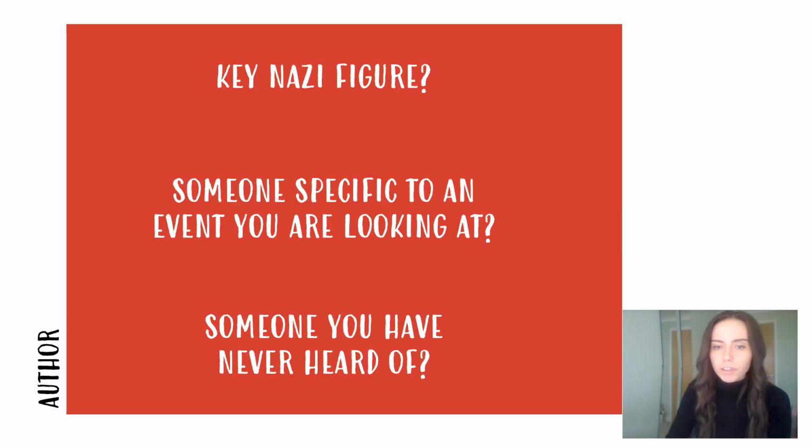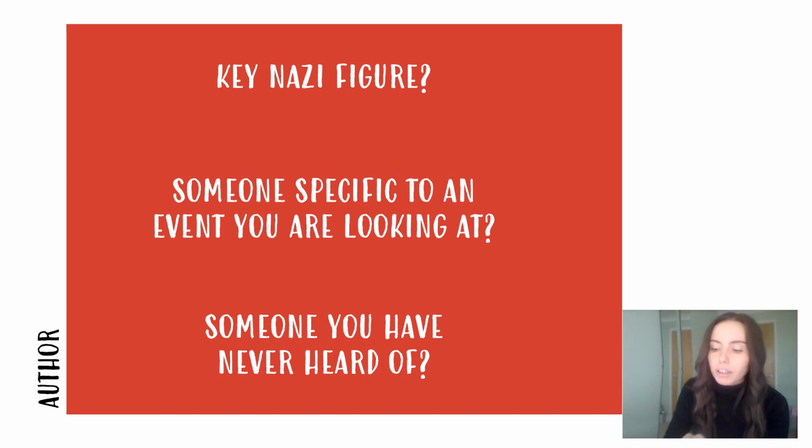So one area of provenance that you can analyse is the author who wrote or spoke the primary source you're analysing. On this slide are some potential people you could come across, broadly speaking, in terms of key Nazi figures, someone specific to an event you're looking at, or it could be somebody you have never heard of.